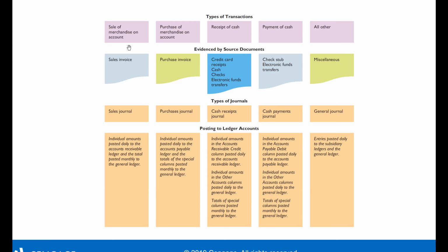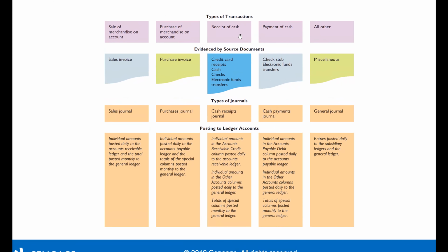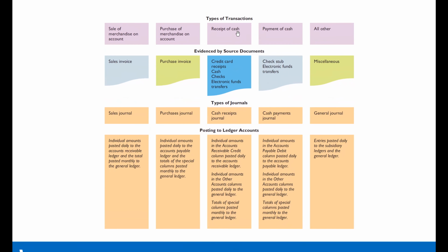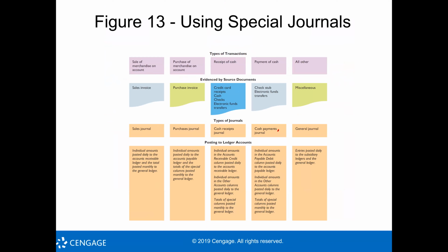For the purchase of merchandise on account, that's our purchases journal that we use. For the receipt of cash, we use that cash receipts journal. For the payment of cash, again, that cash payments journal, right? And then miscellaneous entries are posted daily to the subsidiary ledgers and the general ledger, right?